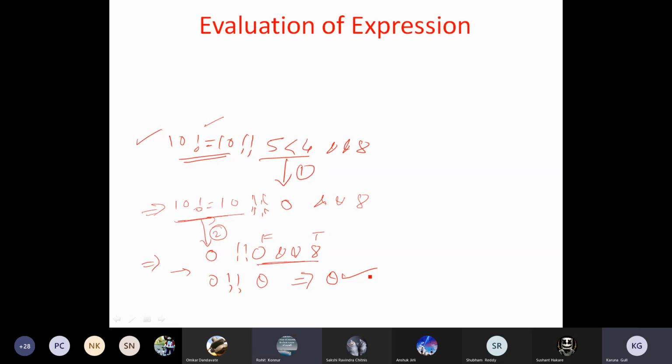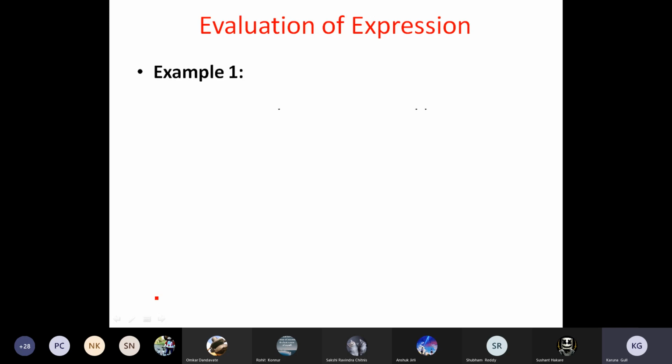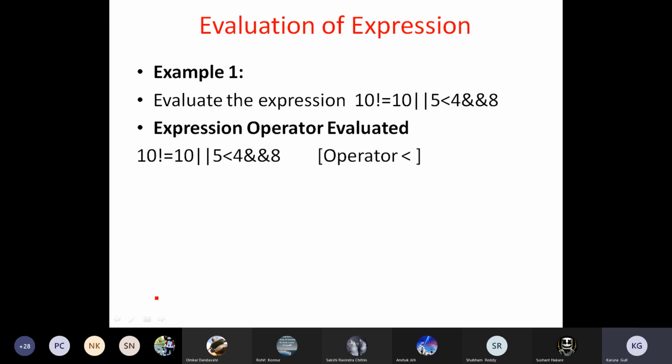Is it okay? Yes, ma'am. In the exam you will be given an expression. You have to apply the operators that you have studied and get the solution for this. Clear? Any doubt? Please feel free to ask questions. I'll show you the expression evaluation of the same thing.